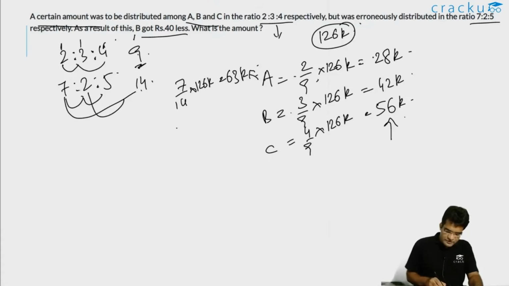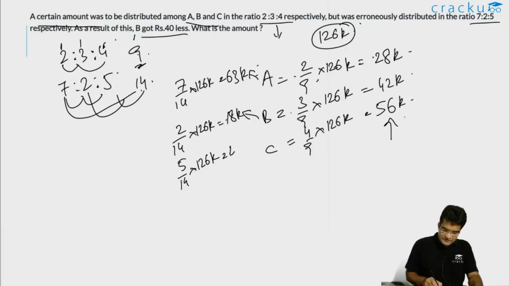B got 2 by 14 into 126k. This is equal to 18k. And C got 5 by 14 into 126k, this is equal to 45k. This is what they actually got. But what have we been given?